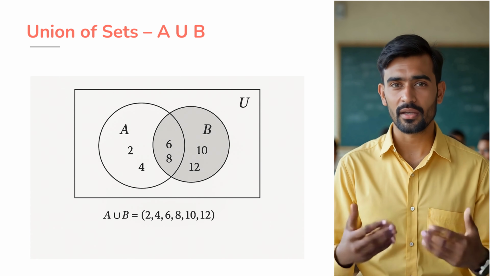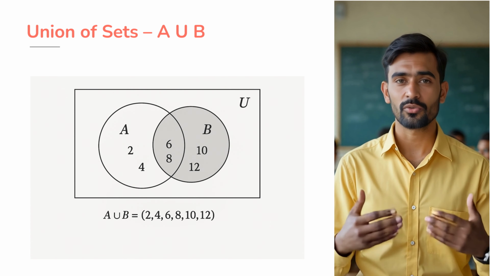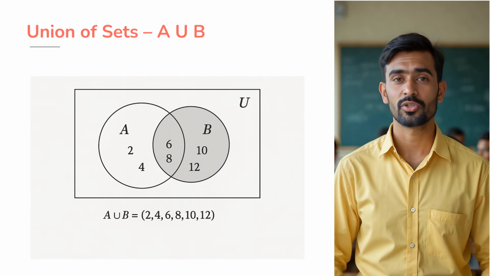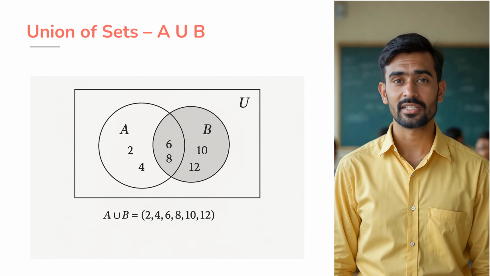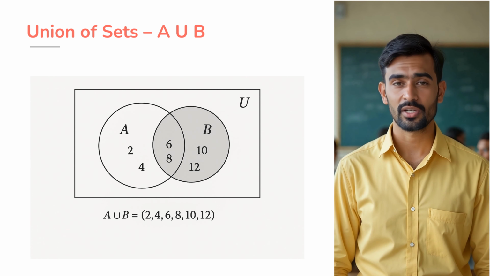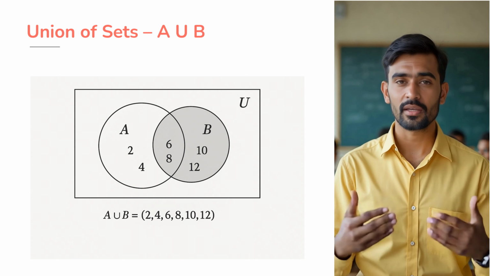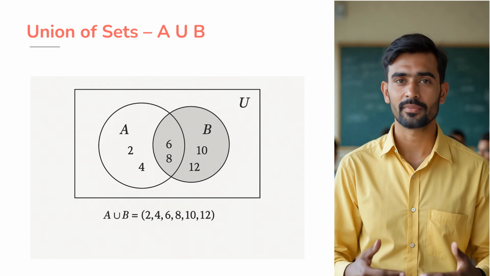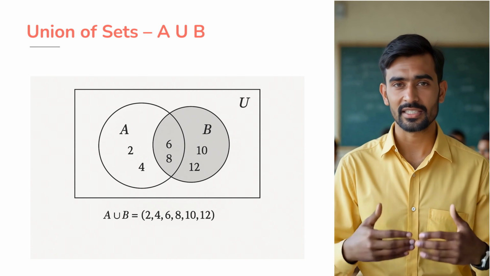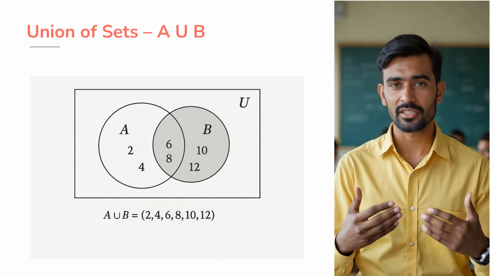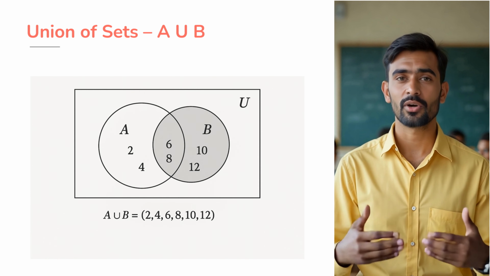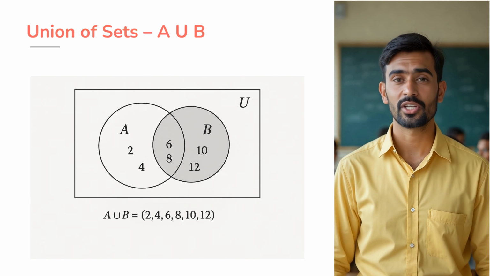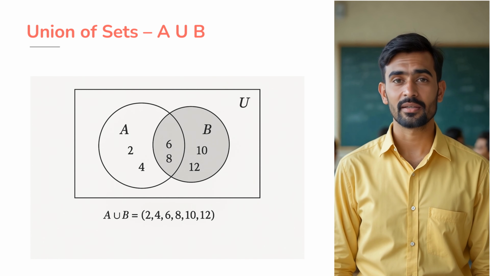For example, if set A is {2, 4, 6, 8} and set B is {6, 8, 10, 12}, then A union B is {2, 4, 6, 8, 10, 12}. Note that common elements like 6 and 8 are written only once. In a Venn diagram, this includes the entire shaded area covering both sets.